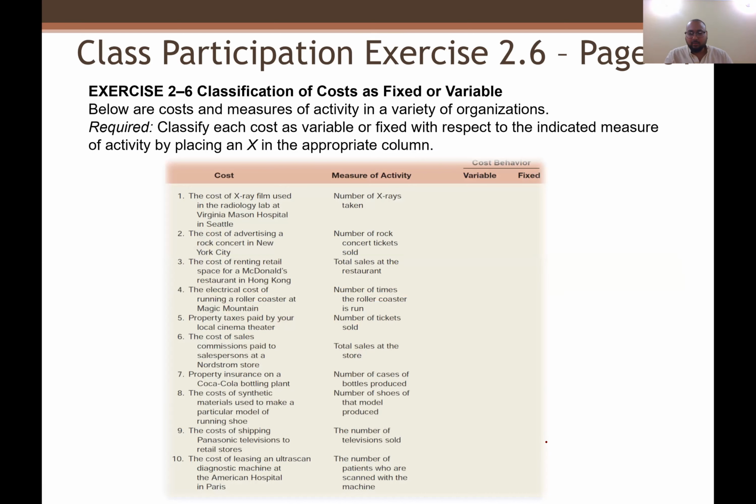Okay, so again, our last class participation. I'm going to set up the breakout room again, and this time you need to pay more attention to the measure of activity, the focus on which you decide whether a cost is variable or fixed. Remember, the nature of the cost behavior depends on the activity that is in focus. In the previous example we talked about that.